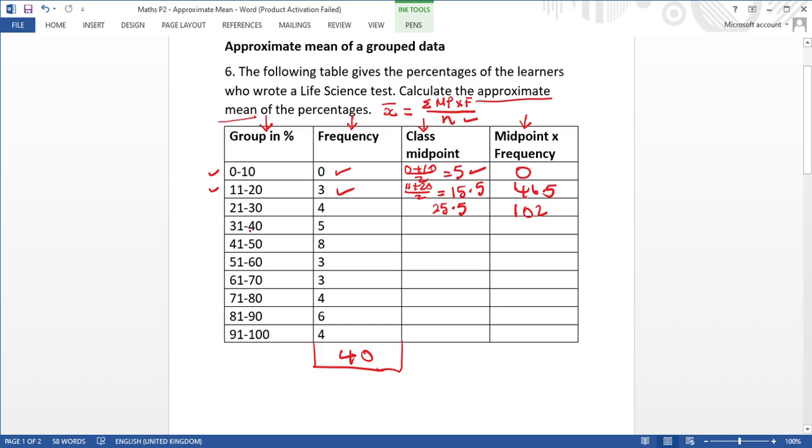The midpoint for 31 to 40 is 35.5. We multiply 35.5 by the frequency of 5 and get 177.5. I hope you can see the pattern for the midpoint. In fact, here it's supposed to be 45.5, and 45.5 times 8 is 364. Let's get rid of this, and here we write 364.